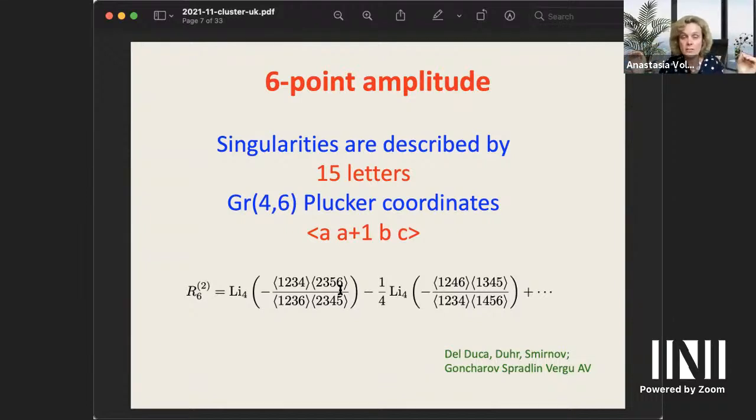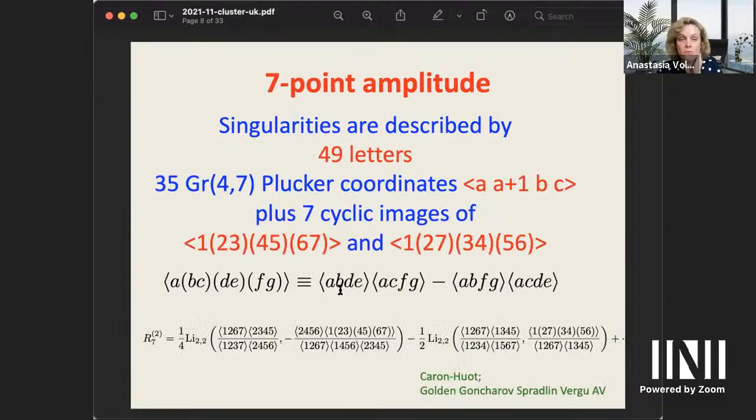Okay, so the set of singularities for 6-point amplitudes is described by 15 letters, which are just Plücker coordinates on GR46. Okay, keep that in mind. Let's continue. Let's increase the number of points. So then the amplitude starts looking a bit more complicated.